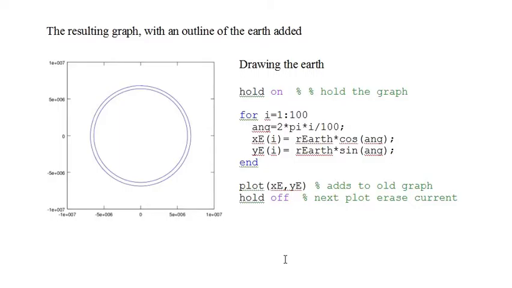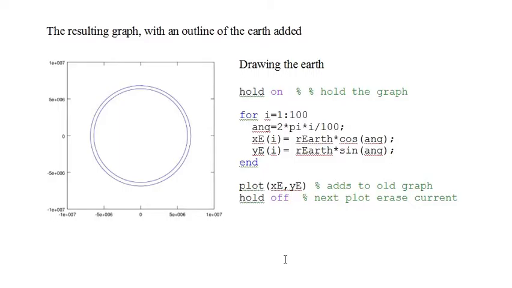The graphs show the results of running the simulation. The outer circle is the generated satellite orbit, and the inner circle is an outline of the Earth, which we added to the graph at the end of the program. The code for adding the outline is shown here.